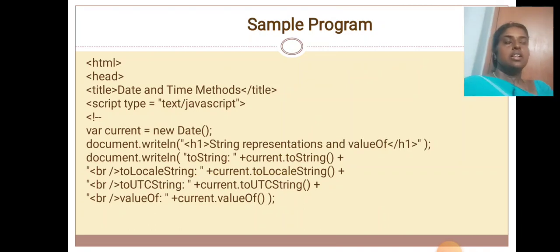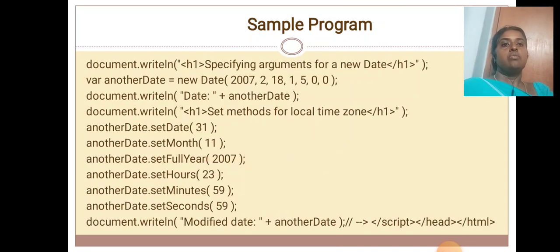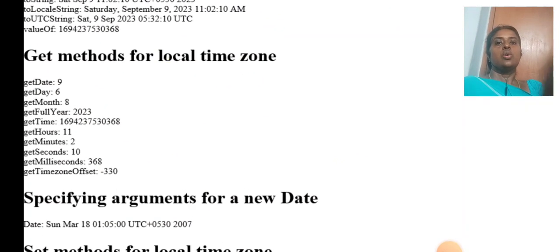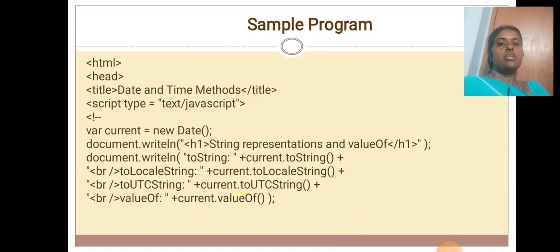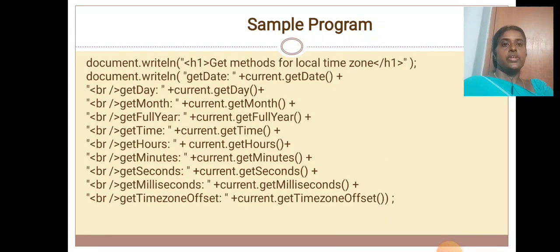Next, current.valueOf, the total time from when my system was set up till date. This is the value 1694237530380. So this is from the time when my system date was set up to today's date. The total milliseconds will be calculated and returned as a result.